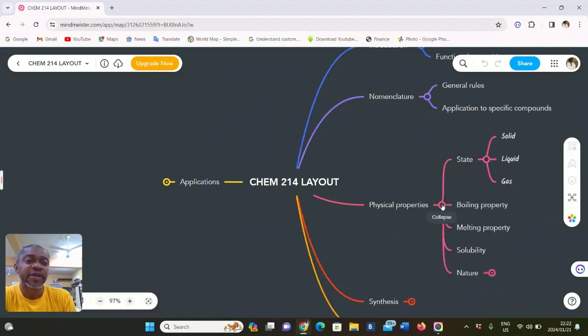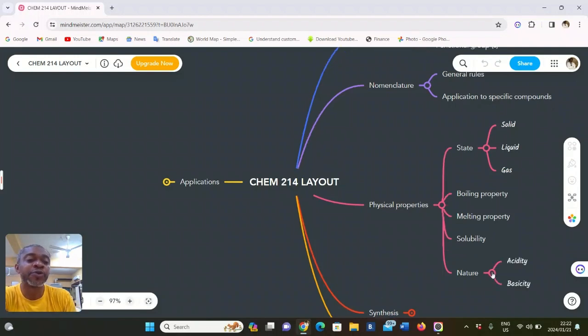All right. When we look at the physical properties, first we want to see the compounds. What state are they? Are they solid, liquid, or gas? We want to look at the boiling property of the compound or compounds in that class. We want to look at the melting property. We want to look at solubility. We also want to look at acidity or basicity.